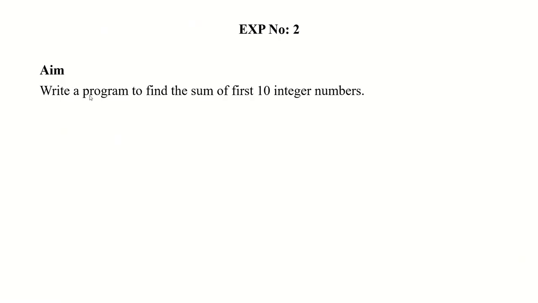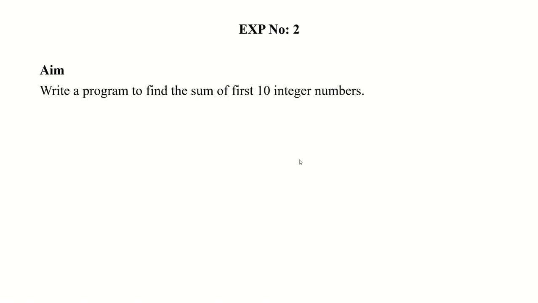Aim: write a program to find the sum of first 10 integer numbers. We have to add the integer numbers from 0 to 10 and, once you have added them, find the final answer. For that we have to write a program. That program should be in low level language, that is assembly level language. We are going to write that assembly level language program for this aim, that is, find the sum of first 10 integer numbers.